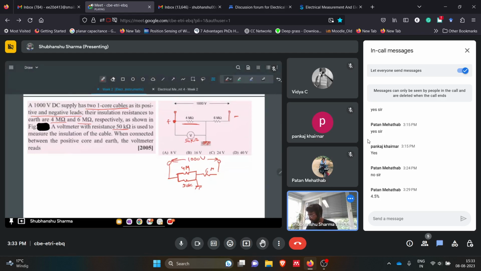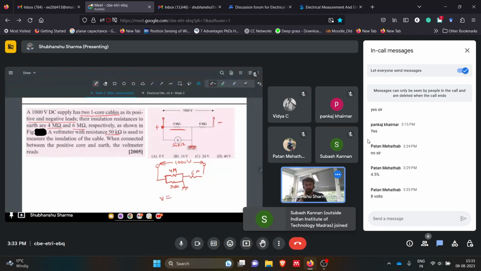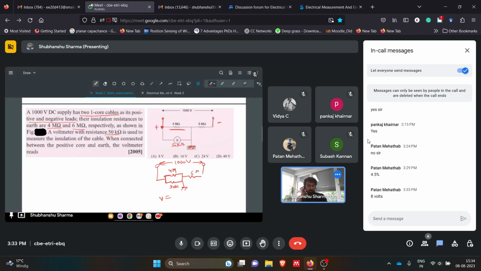It is very easy. We have one answer, 8 volts. Okay, any other answers? 8 volts is right. So for others it's simple. So V will be what?